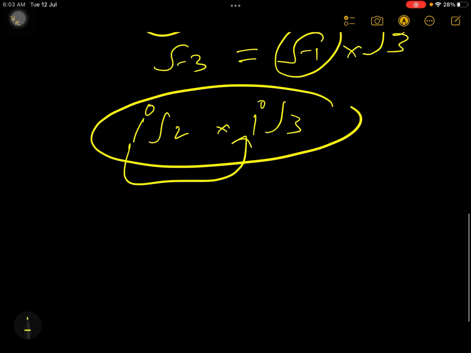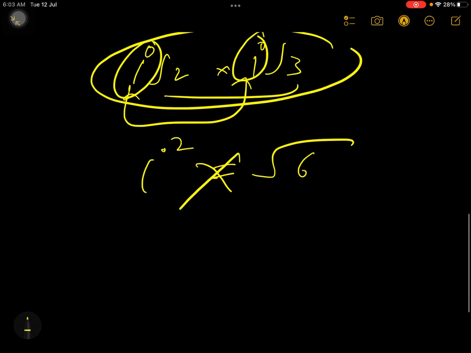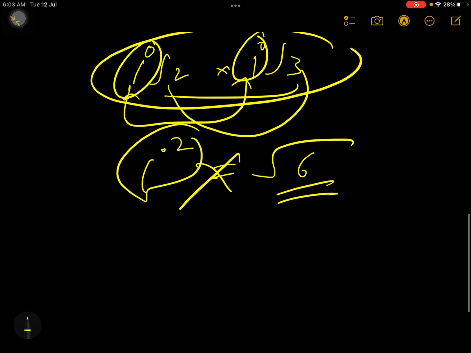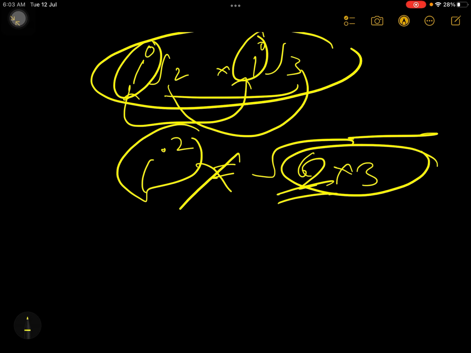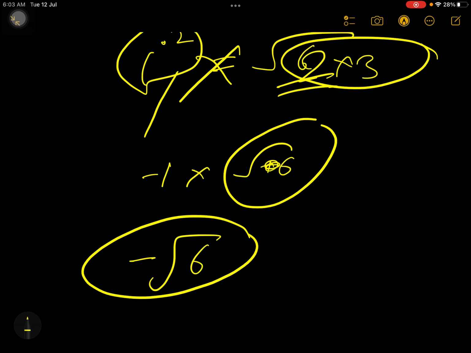This i and i will give you i square, and this root 2 and root 3 will give you root 6, right? How? Because 2 into 3 I am doing, that's why root 6 is coming. This i square is nothing but minus 1. So minus 1 into root 6. Finally it comes as minus root 6. So this is your answer.